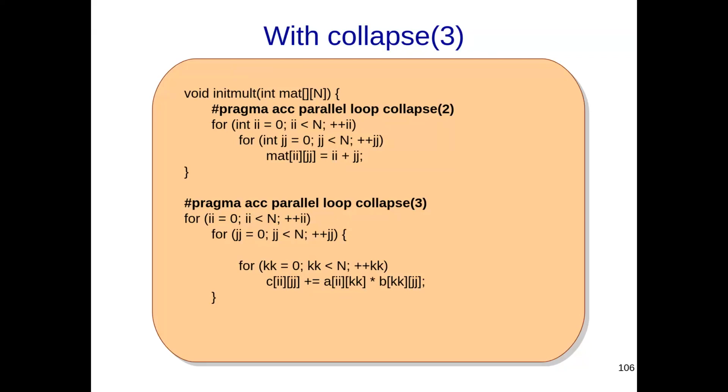So correctness wise, there may not be any issue, but performance wise, collapse 3 in general is likely to be useful if you have values of n to be relatively limited. But in this case, even if the value of n is relatively small, parallelizing this k loop may not be a good idea. The reason being that if we parallelize this loop, then n threads which are running this k loop are actually going to write to C of ij.